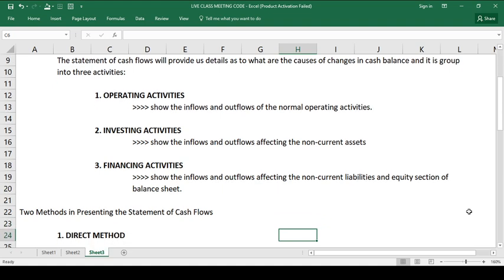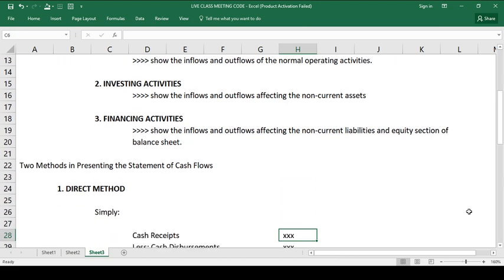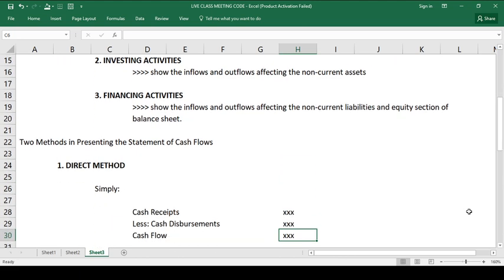So, the first method, okay, there are two methods: the direct method and the indirect method. But for this week's discussion, we will focus on the direct method lang muna. The direct method simply computes the cash flow by deducting the total cash disbursements from the cash receipts. The net is considered the cash flow.